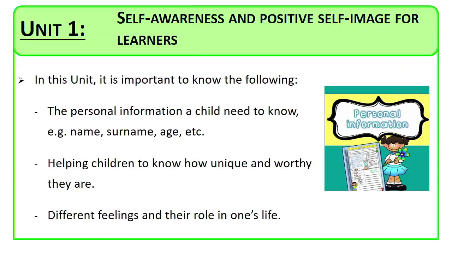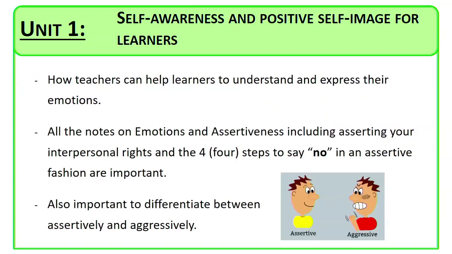Unit 1. Self-awareness and positive self-image for learners. In this unit, it is important to know the following. The personal information of a child need to know is the name, the surname, and age. Helping children to know how unique and worthy they are. Different feelings and their role in one's life. How teachers can help learners to understand and express their emotions.